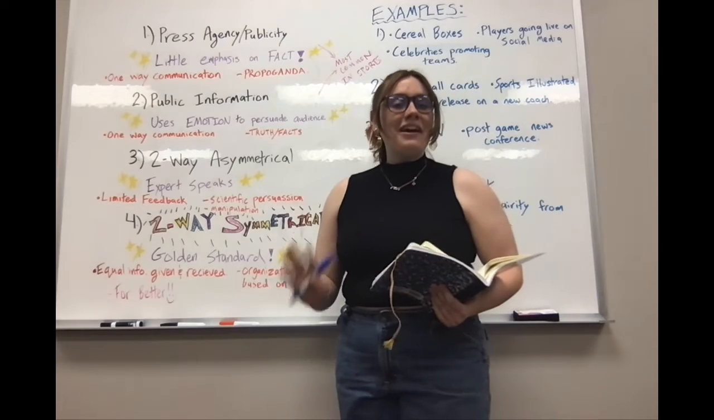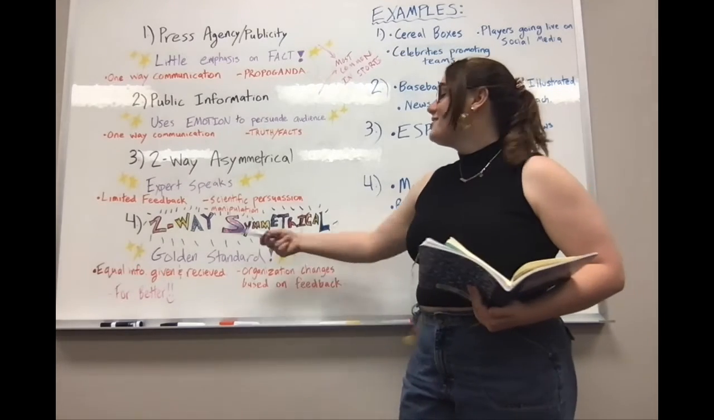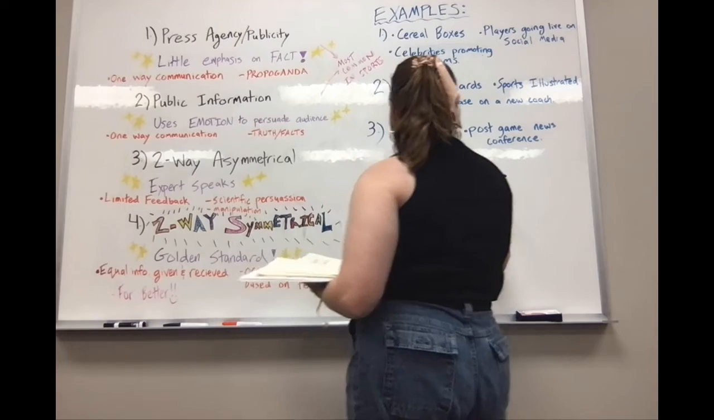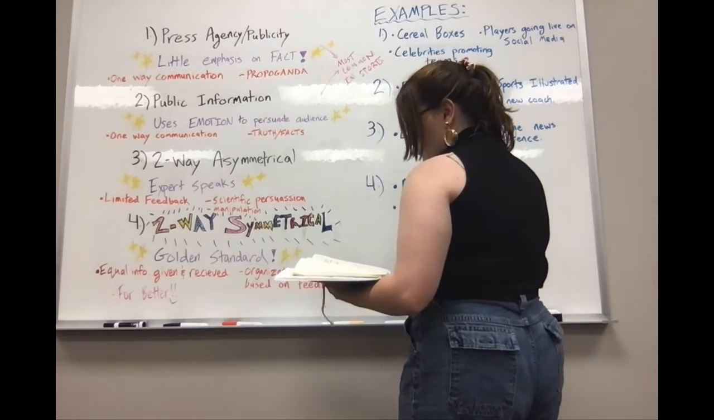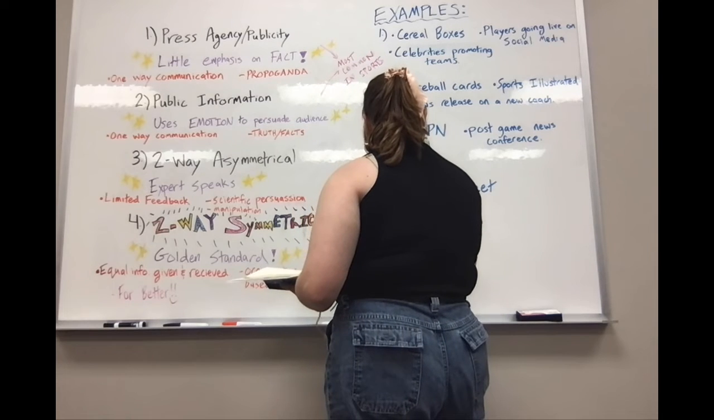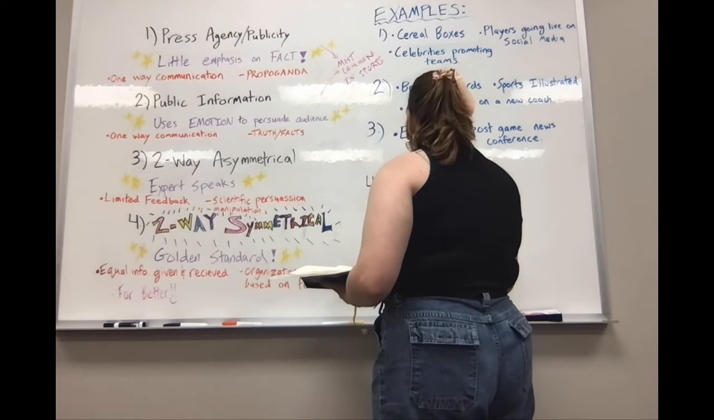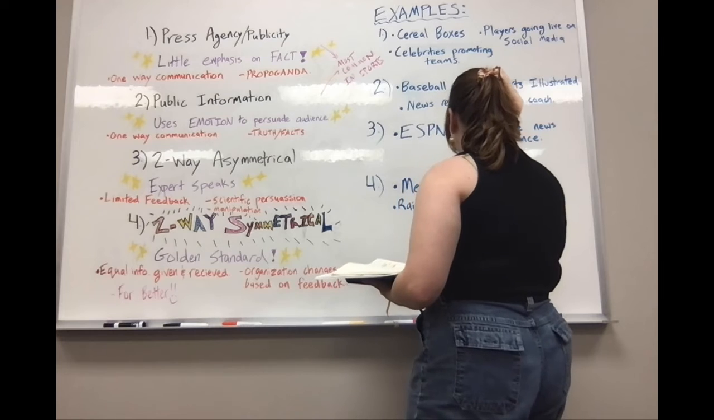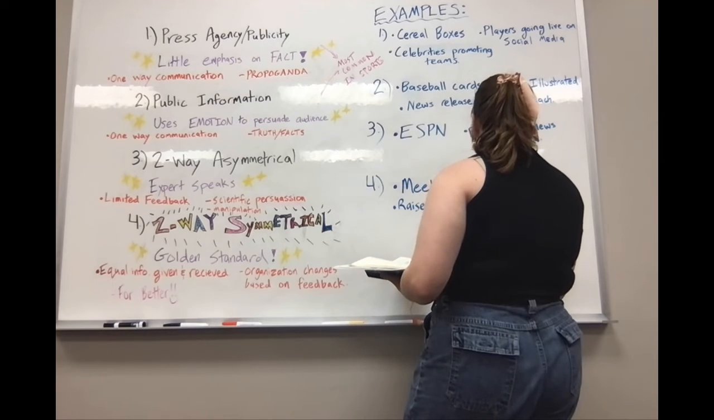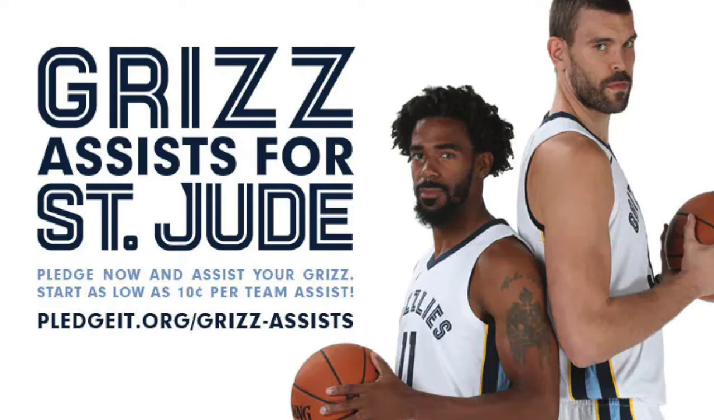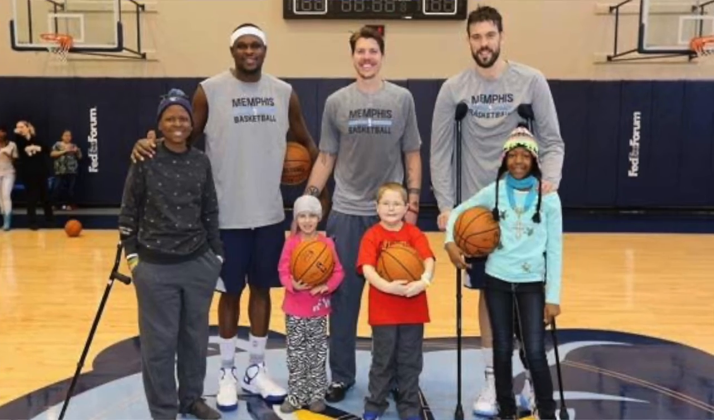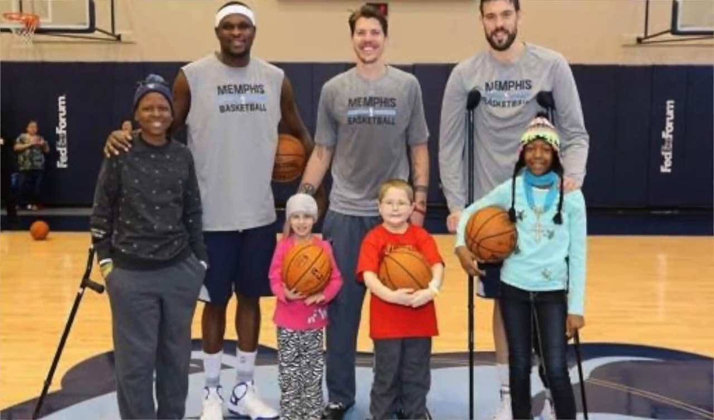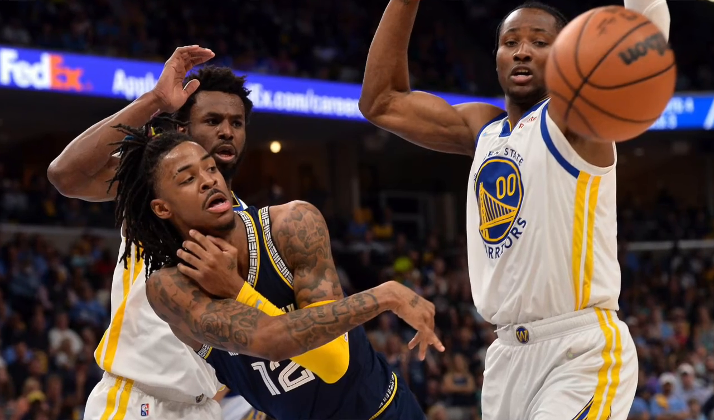And last but not least is the two-way symmetrical model. An example of this could be a meet and greet or some kind of big party that is thrown to raise money for a charity event, the sports team, or even the stadium. An example I found was called Grizzlies Assists for St. Jude. People would donate whatever sum of money they chose to St. Jude for every assist that would happen during a Grizzlies game.